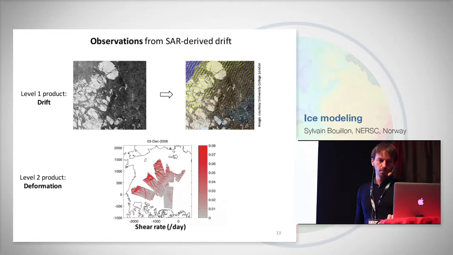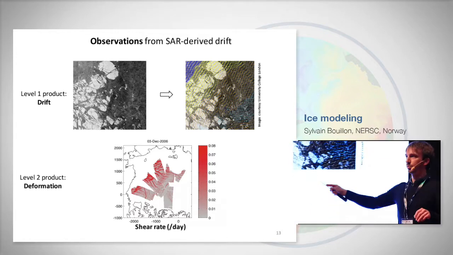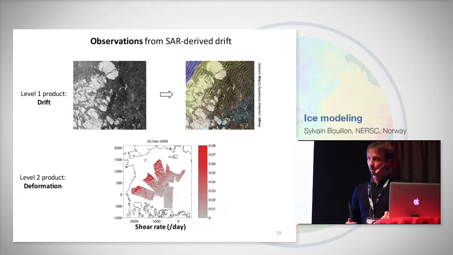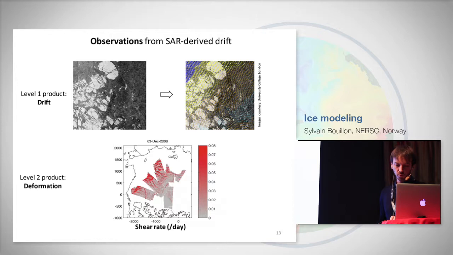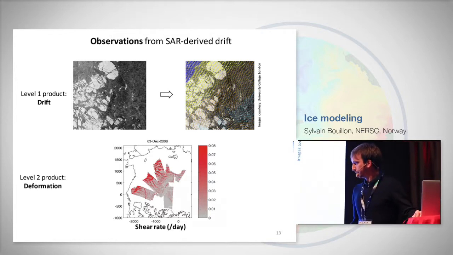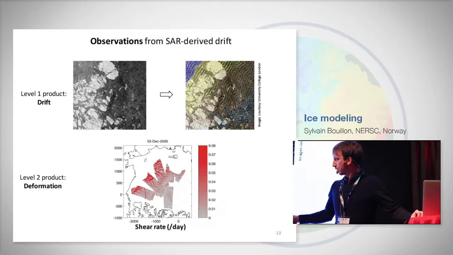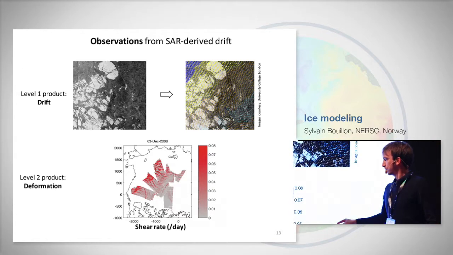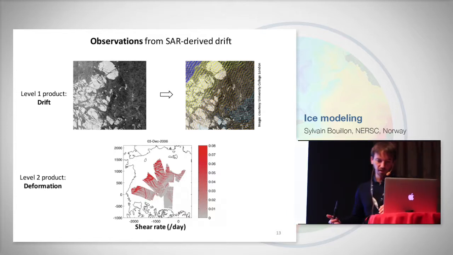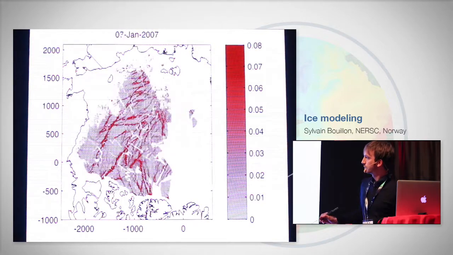So this is the same information, just from another example. You take two images, you compute the drift. This is the first level product from the satellite. And once you have the drift for many points, you can compute the deformation. So this is an example of a deformation field. It will be an animation for the full winter. At the beginning, we only have a few satellite tracks, but then it rapidly covers all the region.